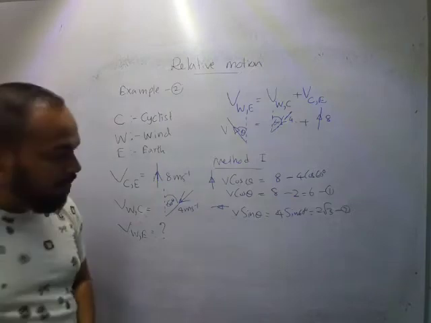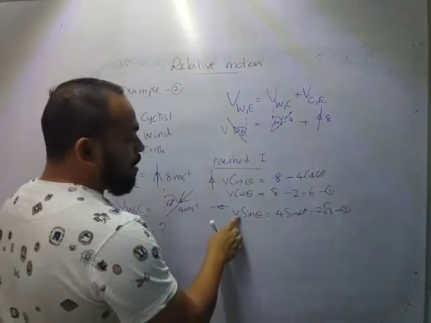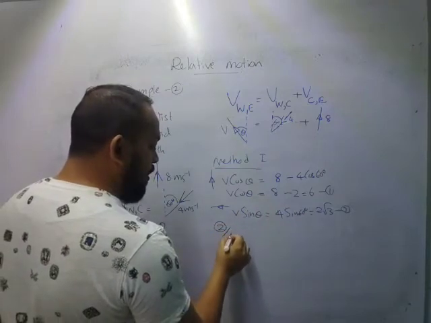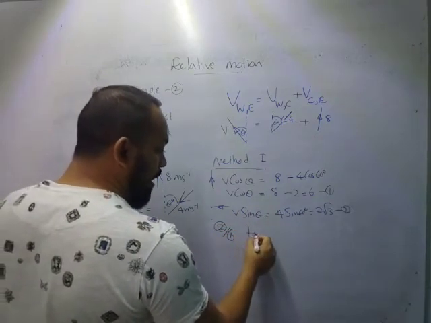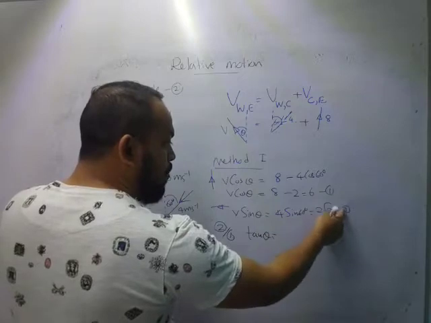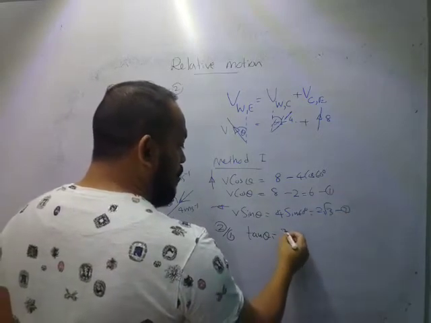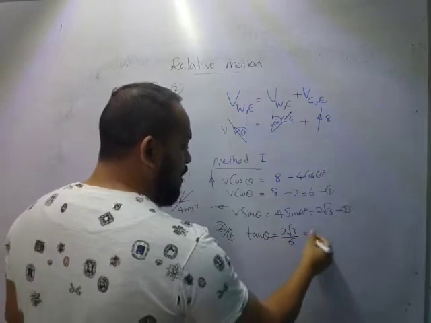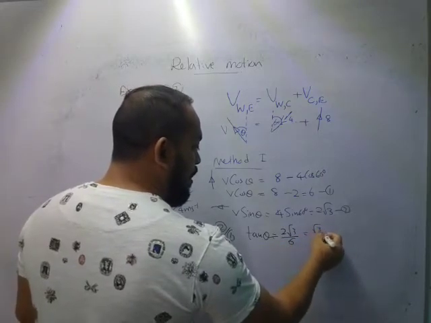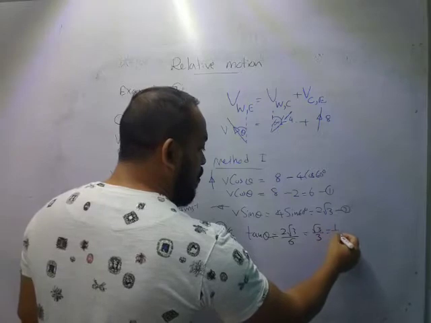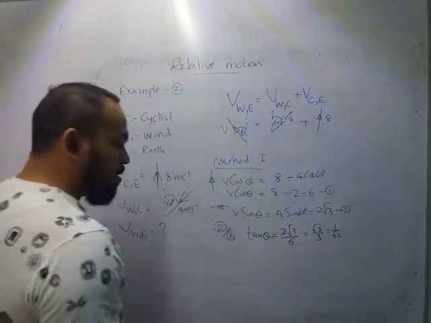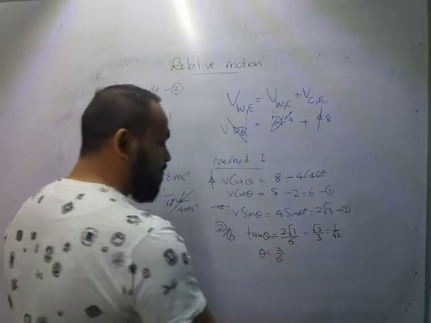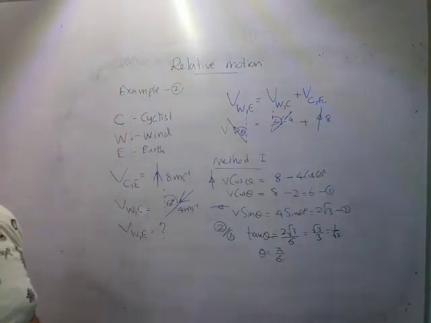Right. Now if you want to find this angle, you can divide 2 by 1. If you divide this, you get tan theta equal to 2 root 3 divided by 6. So we get root 3 divided by 3, which is 1 over root 3. So this implies theta is equal to pi over 6.